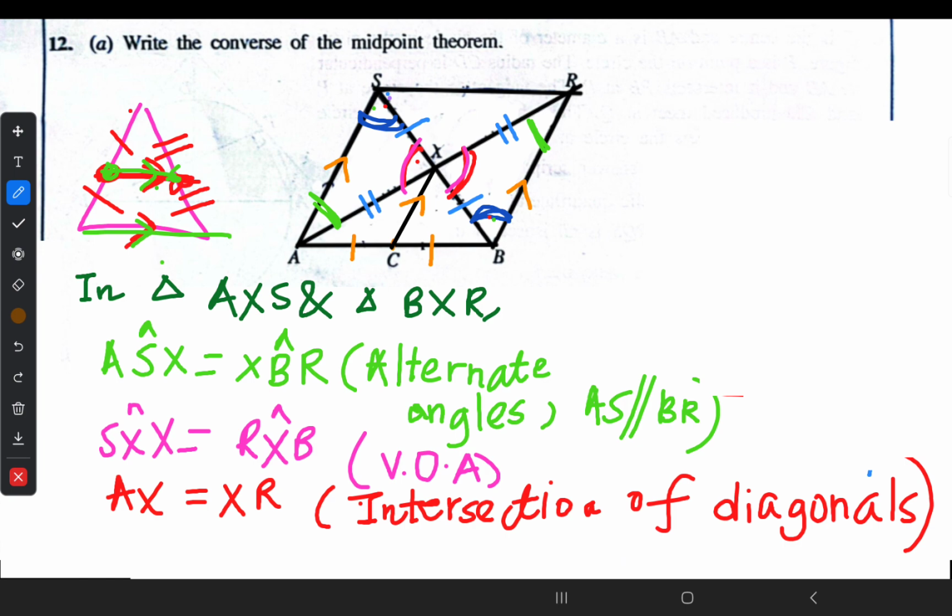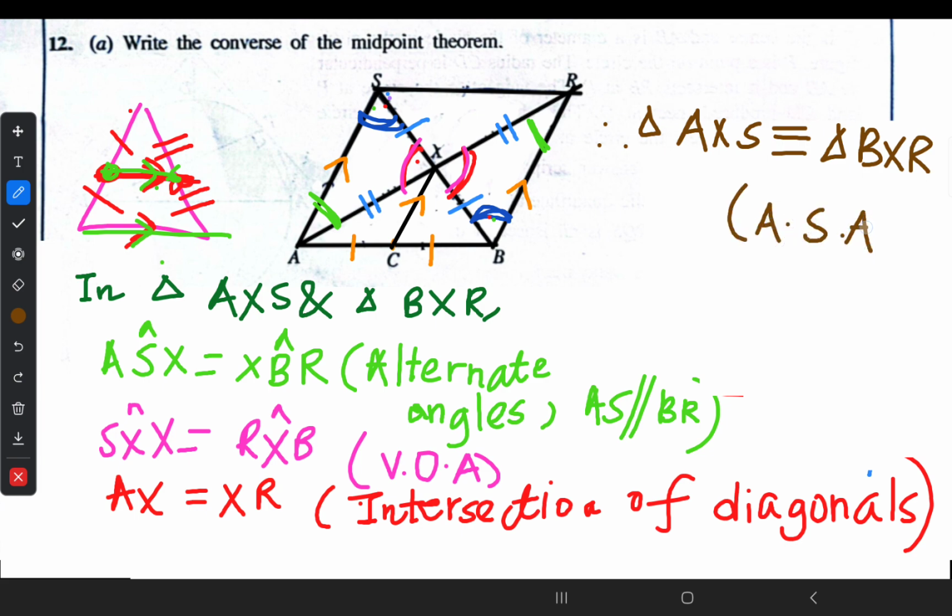Then finally, we can write, therefore, triangle AXS is congruent with triangle BXR under the condition ASA, angle, side and another angle. This is the way you should show congruence of triangles in the given diagram.